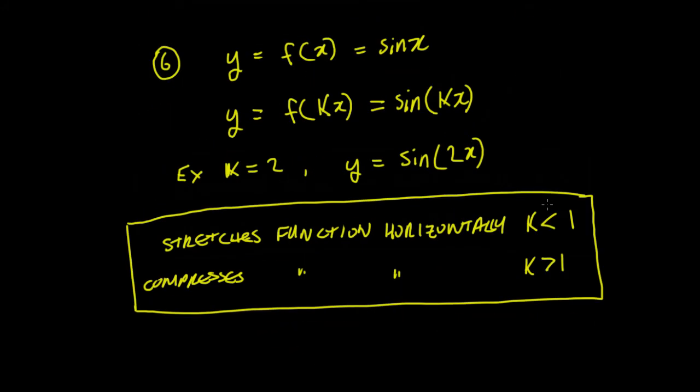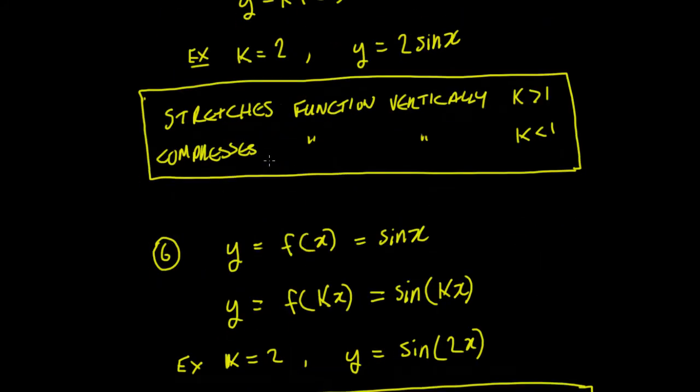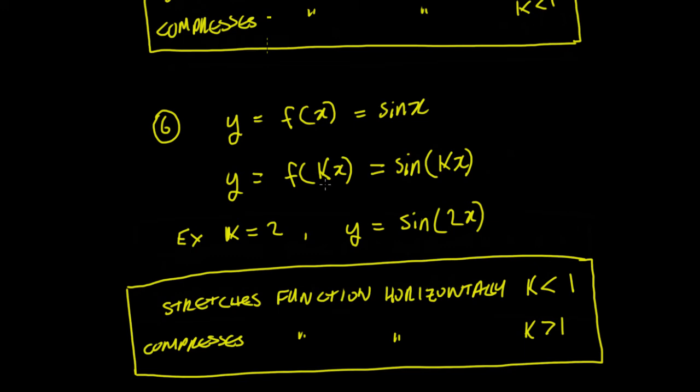Now the final one here, let's say we've got a function y equals f of x equals sine x, and let's say what we're going to do is we're going to take y equals f of k times x. So now the k is no longer outside the bracket, the k is actually sitting inside it. So we've got f of kx. So for example we would have y equals sine, and every time you see an x you replace it with a kx, so it's now no longer sine x, it's sine kx. So an example for that would be, say, k equals 2, then we'd have y equals sine of 2x.